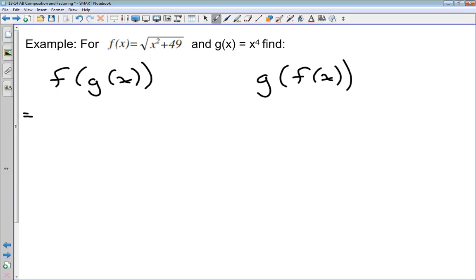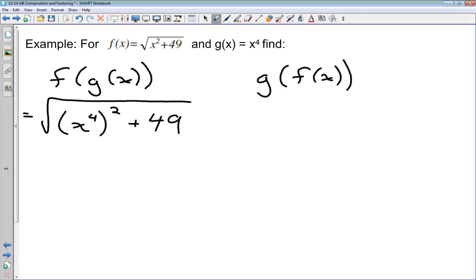Malcolm? Okay. So we'll just, yeah, plus 49. And we put the x to the 4 in there. Good. And then, as Malcolm said, we've got a power to another power. So we can just write this as x to the power of 8 plus 49.